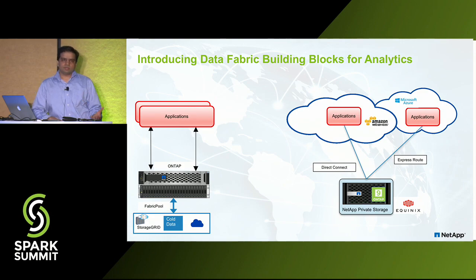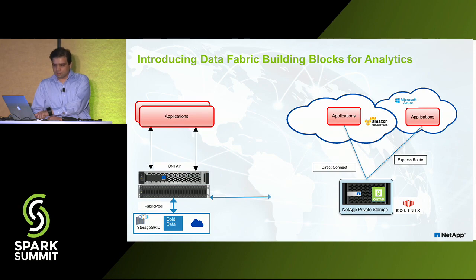So ONTAP can be on premises, or it can also be there, what we call NetApp Private Storage. NetApp Private Storage is basically a deployment model where you deploy NetApp gear in a colo facility like Equinix, which is very close to the cloud. And then you can use the applications that are running in the cloud against the data that is stored on the NetApp storage. So in this case, you can use the cloud computing, but at the same time, you can control or manage your data the same way as you manage on premises.